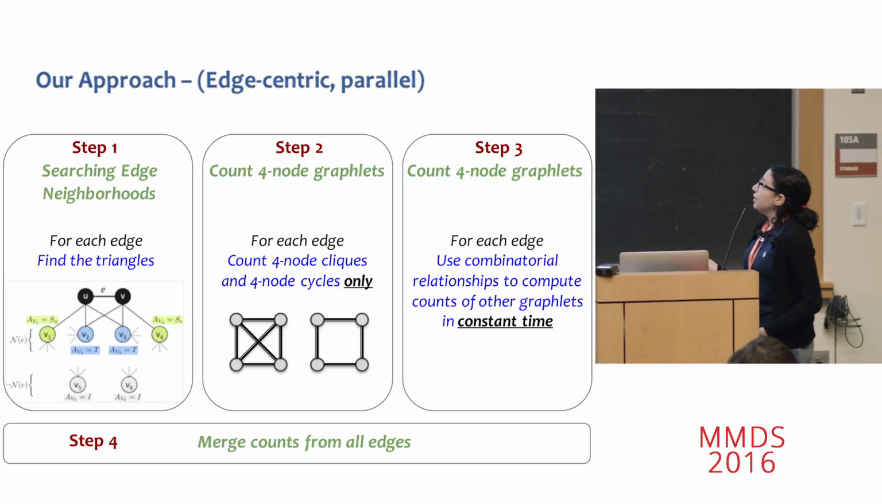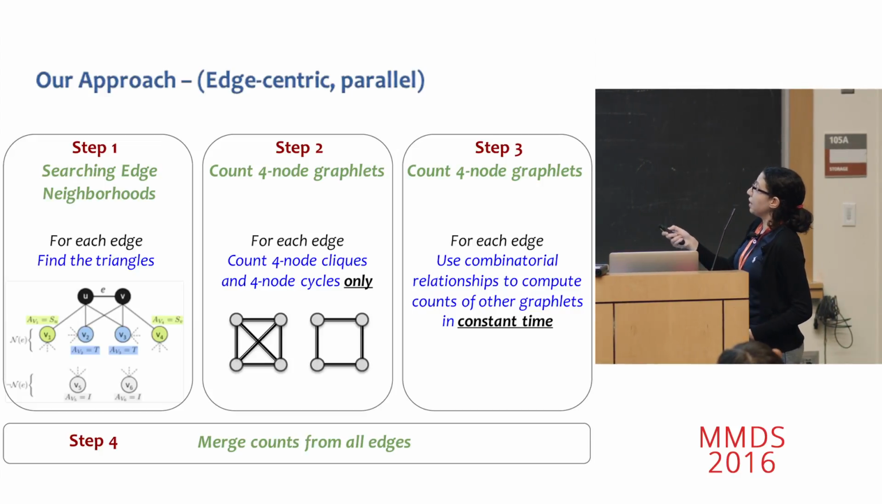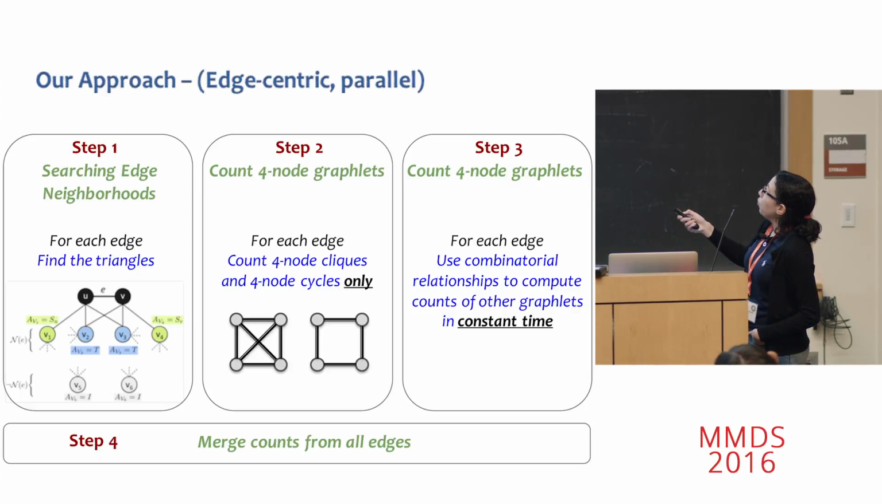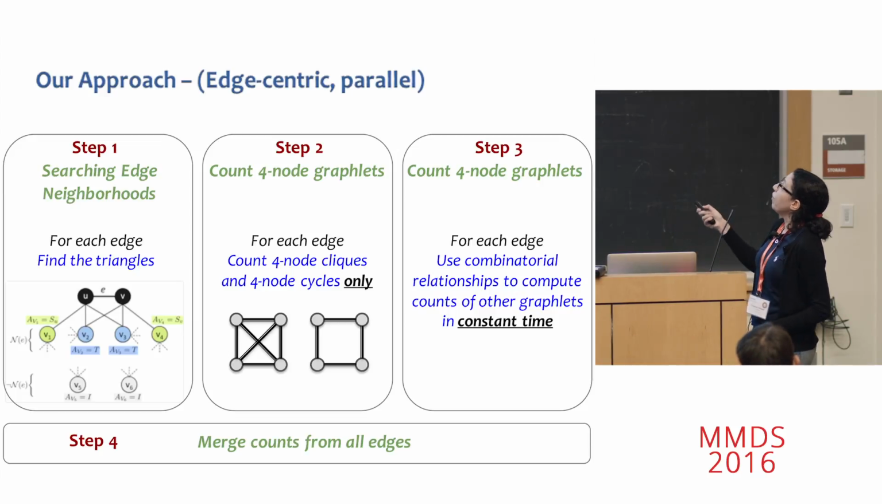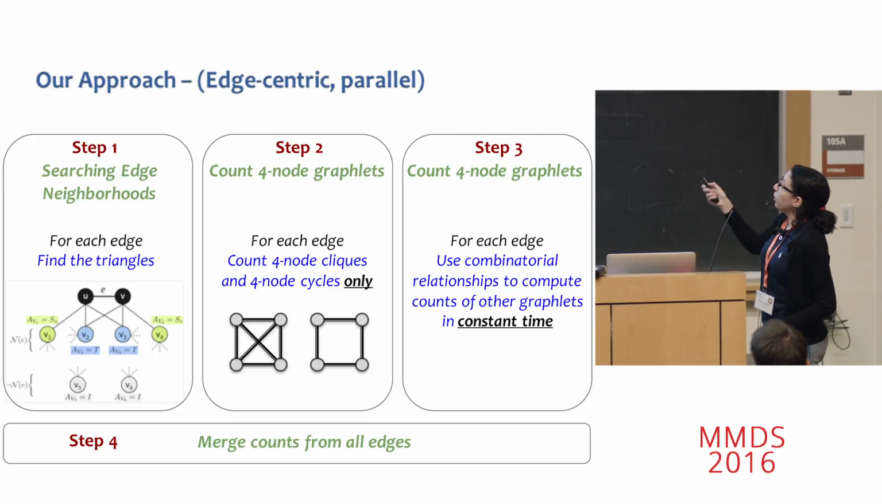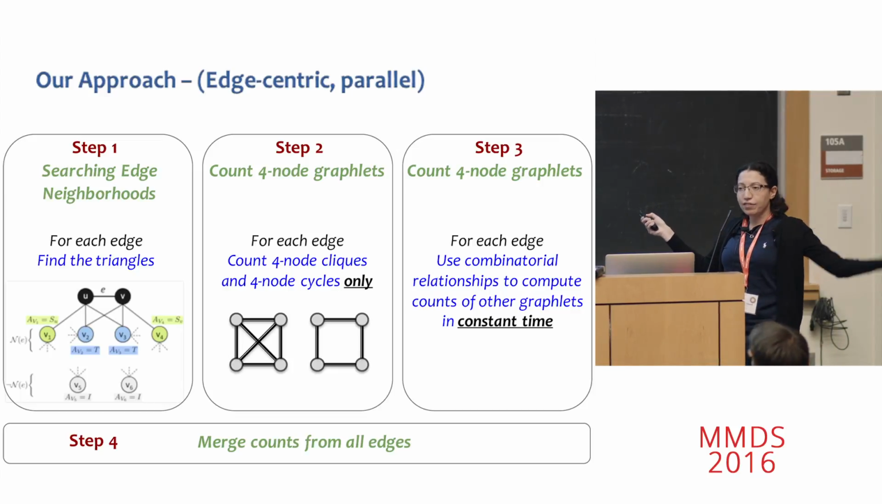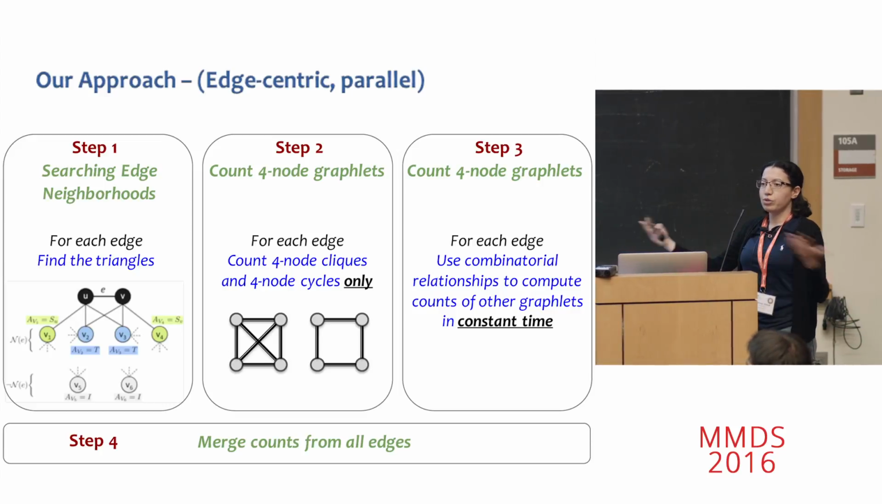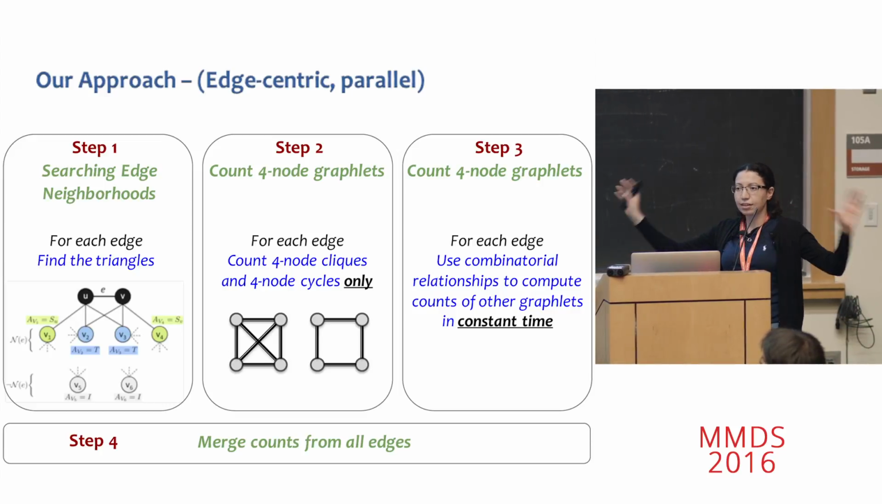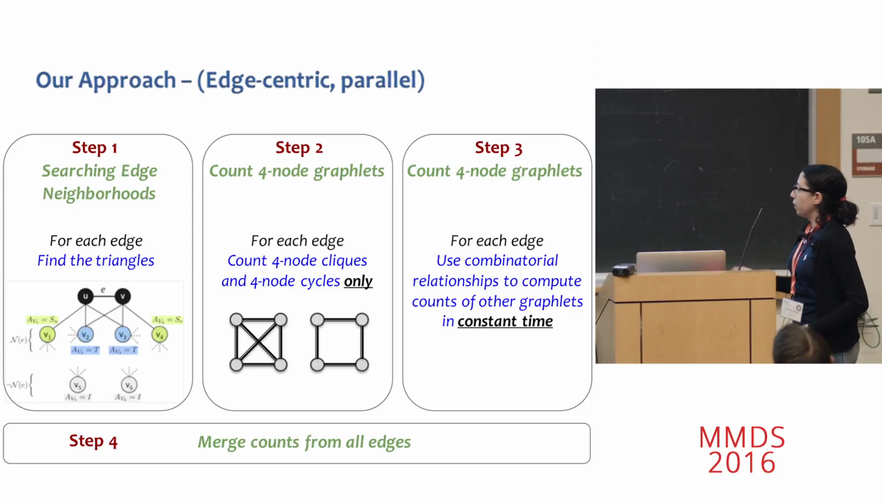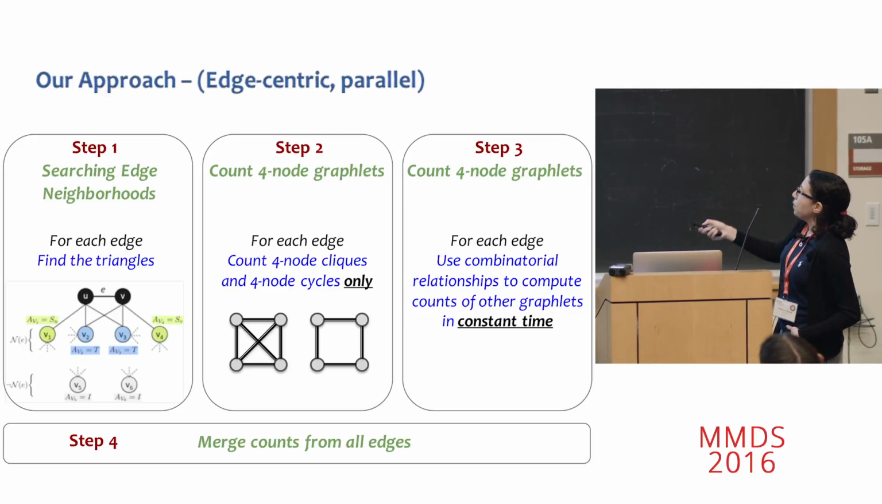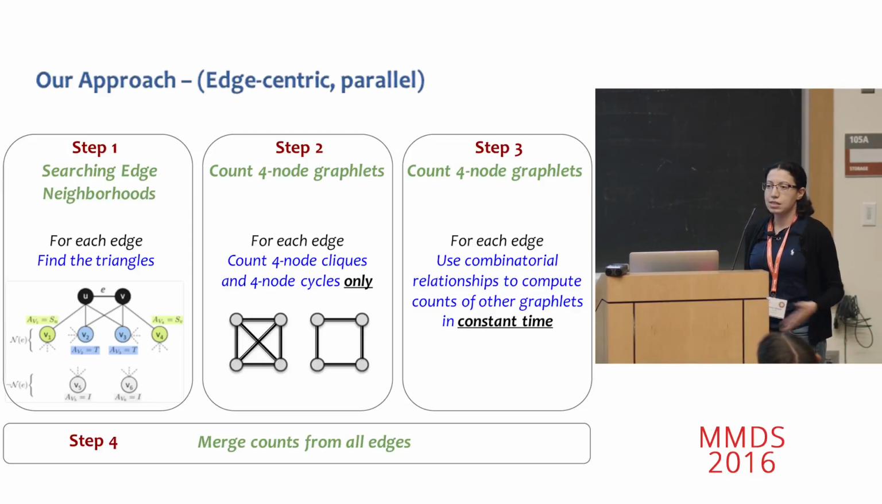To give you an idea here, in the first step, we search the edge neighborhood, we find the triangles, and we define these different properties over the nodes. Then in the next step, we count only the 4 node cliques and the 4 node cycles, so those are only 2 patterns. And then in the final step, we use combinatorial relationships and arguments that allow us to obtain the rest of the 11 counts, but in constant time. That allows you to save the computation drastically and still give you the full distribution in a nice way. Once you are done doing this for every edge, you can merge the counts from all the edges. That's easy and can be done in parallel.